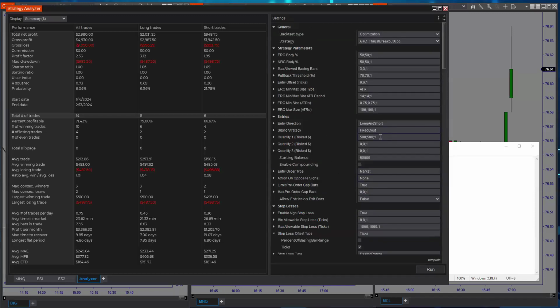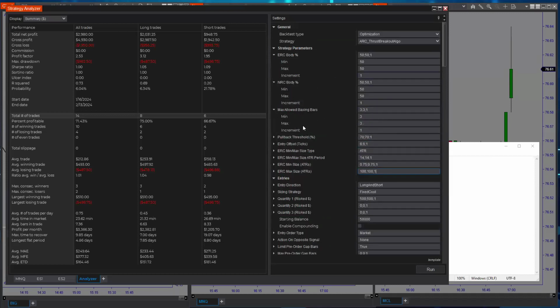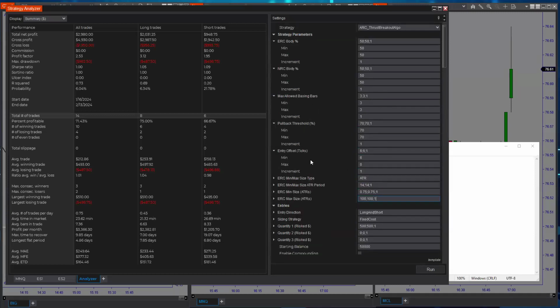I'm just going to keep it set to 500 risk. So now we get to the actual strategy parameters here. So we'll start with these. I'm going to kind of set everything to the true north, and then we'll go through some of these.